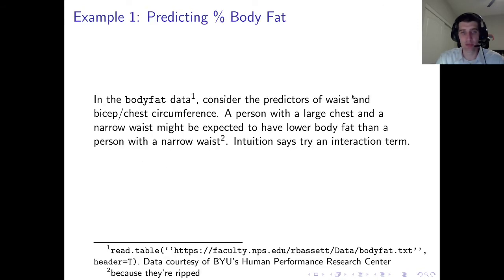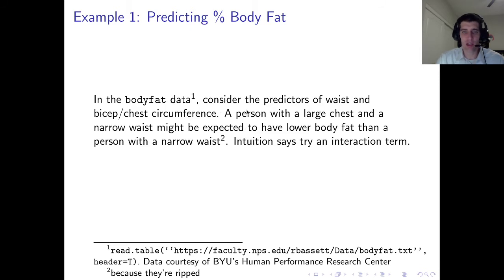So here's a couple of examples. The first example is on the body fat data set. The body fat data set is a data set where we have a bunch of measurements. I think there's 250 people in this data set. They're all men. And we have various measurements like waist circumference, bicep, chest circumference, wrist circumference, knee circumference, all these different measurements, along with percent body fat. And the idea is we want to predict percent body fat from these different measurements.